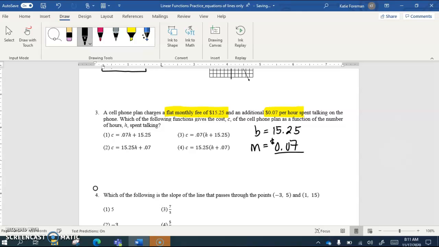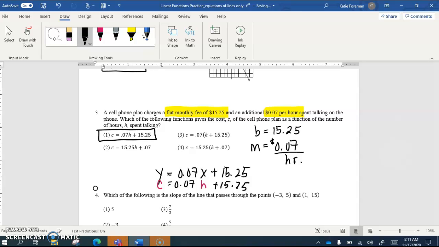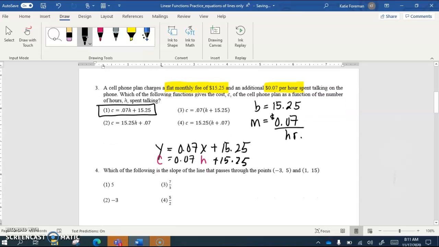so that keyword per is your keyword for a rate. Your slope is a rate of change. So if I plug this into my y equals mx plus b form, the only difference here, the cost is c, so my y value is c, and my x value is h. So looking at those, it matches the equation in number 1.